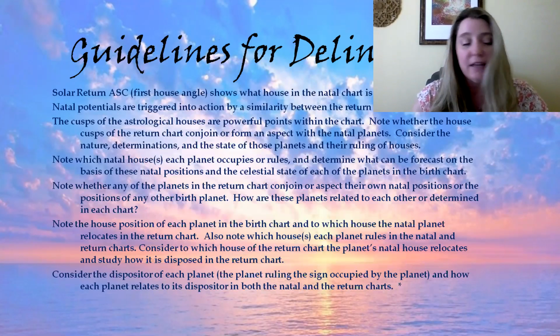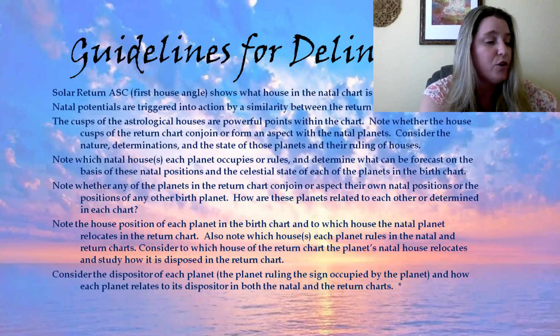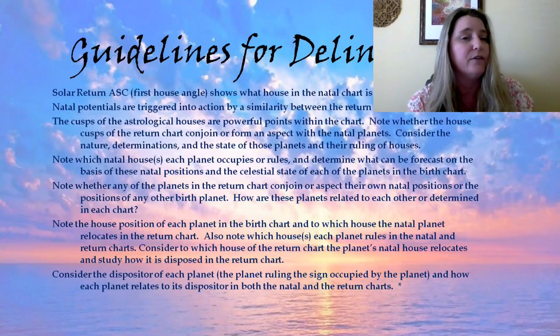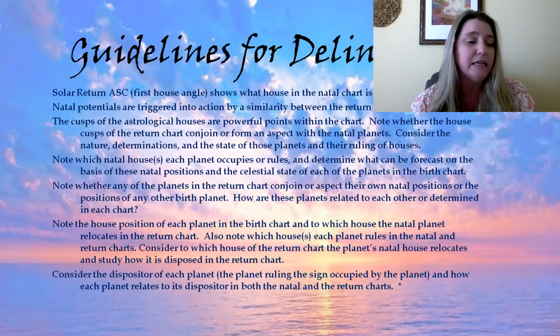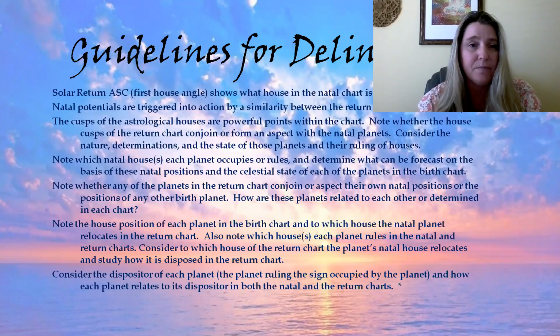So, guidelines for delineating the solar return. Now, this is on 2 slides, so bear with me here for a second. The first thing is the solar return ascendant. When we cast the chart for the solar return, we look at the rising sign of the solar return chart. That first house angle shows what house in the natal chart is prominent for the year. That's the first thing I will look at.